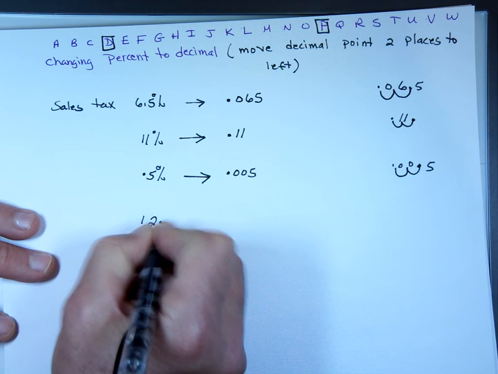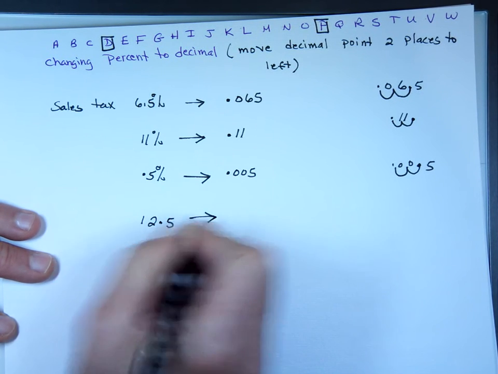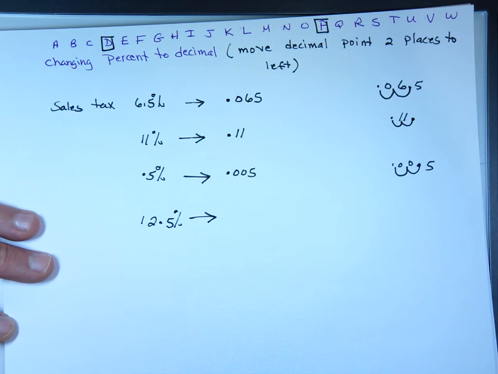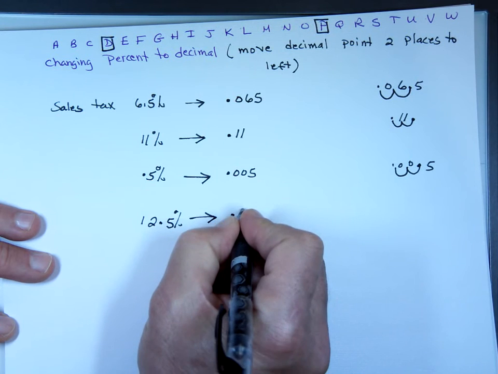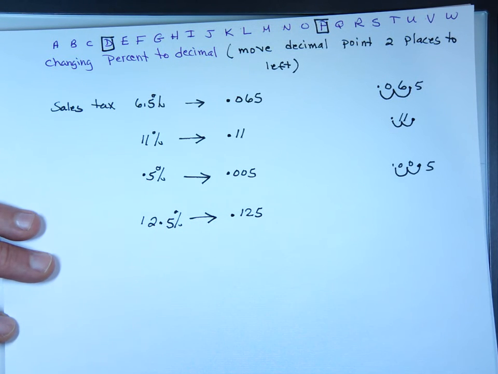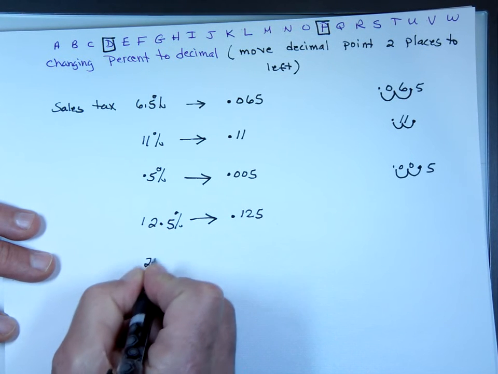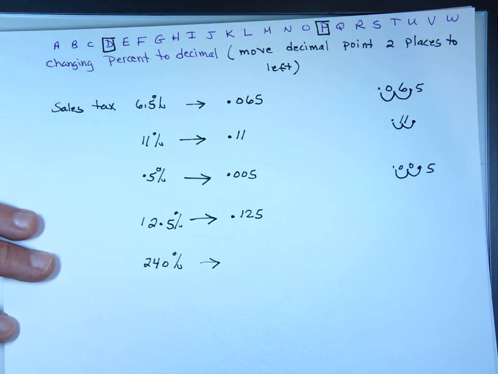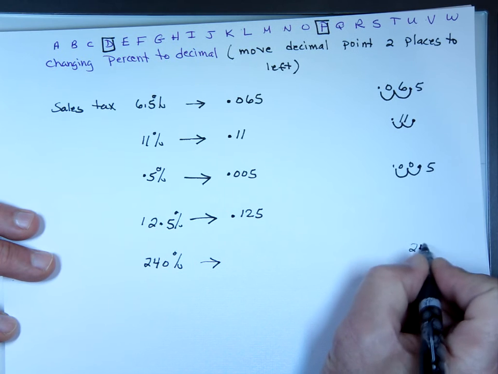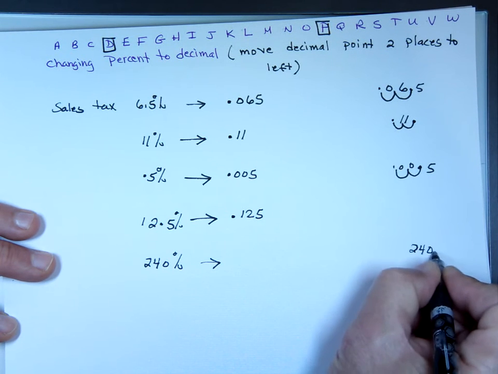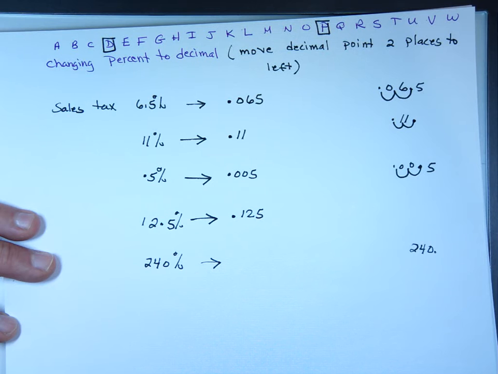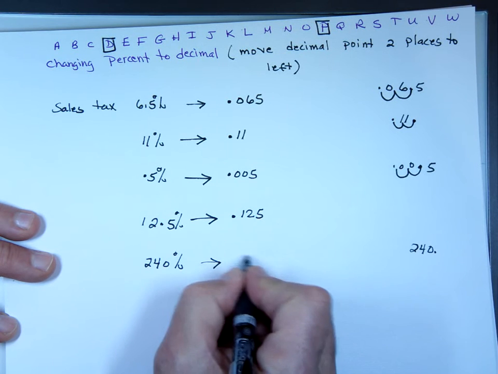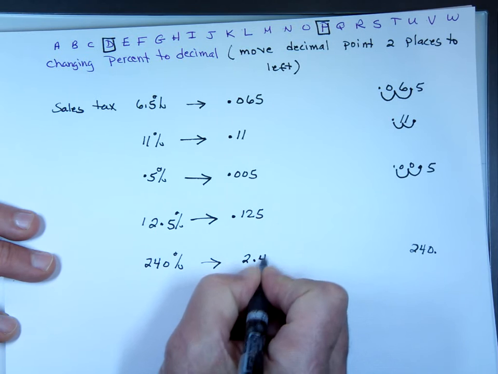12.5% as a decimal number is what? 0.125. 240%. 240. Where's my decimal point for the 240? At the end. Move it 2 places to the left. That will make it what? 2.4. Yep, 2.4 or 2.40.